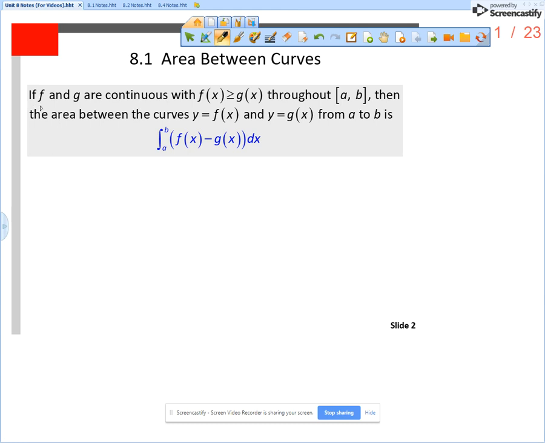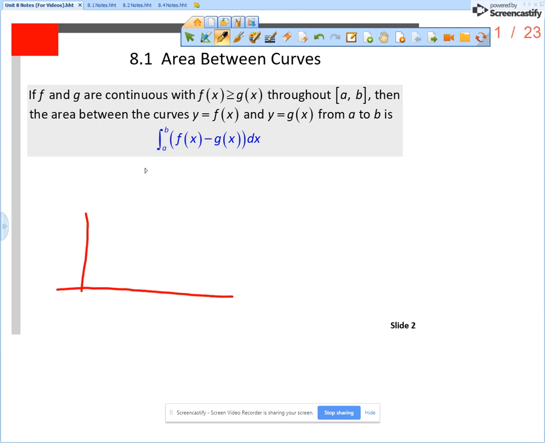All right, so it says if f and g are continuous functions with f of x greater than or equal to g of x throughout a to b, then the area between the curves y equals f of x and y equals g of x from a to b is found by the definite integral from a to b of f of x minus g of x. All right, so this is actually a fairly simple concept here.